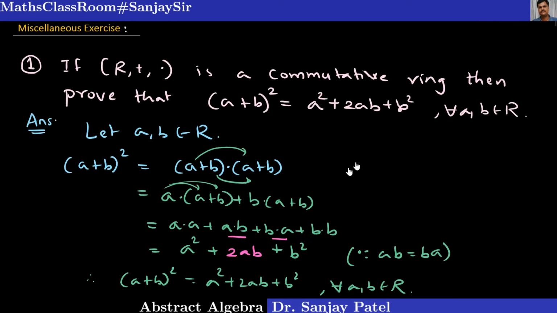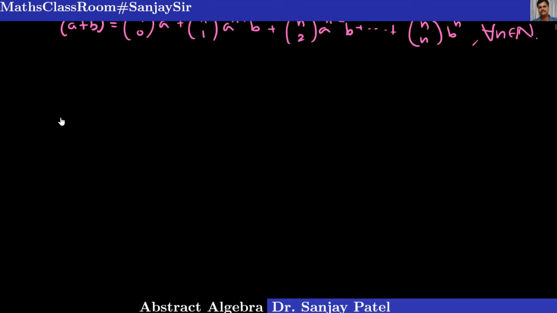What I am interested in: we have shown in this problem that if R is commutative, then (a + b)² = a² + 2ab + b² holds. Is the converse true? Means if in a ring R this identity holds for every a, b belonging to R, then can we say R is commutative? And the answer is yes. So that I want to show you as our next problem.